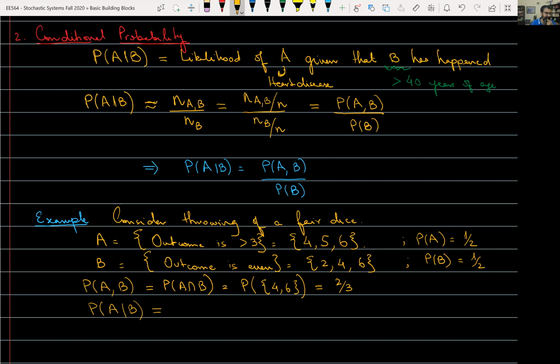The probability that when you throw a dice, someone tells you that the outcome is even. You know for a fact that the outcome is even. You don't know what it is, you just know that it is even. And then somebody asks you, if you know that the outcome is even, what is the probability that the outcome is greater than 3? That's the conditional probability that you're interested in.